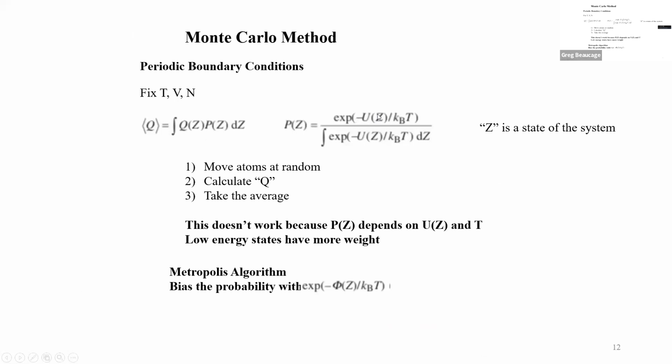Each one's going to have an energy, right? So for one state, PZ is the probability of that state. It's going to be the Boltzmann factor divided by the partition function, the sum of states, and that will give you the probability of that state. And then whatever parameter you want to get, you use that probability to give you the parameter. So that's just what we did before, right? Except that he's going to move the atoms at random, then calculate the free energy. And then Q is going to be the free energy.